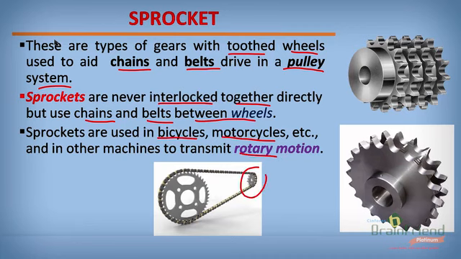Now, let's call this sprocket A and this B. You can see that the teeth are not interlocked with each other, but with the aid of this chain, it is used in transmitting power from one point to another.